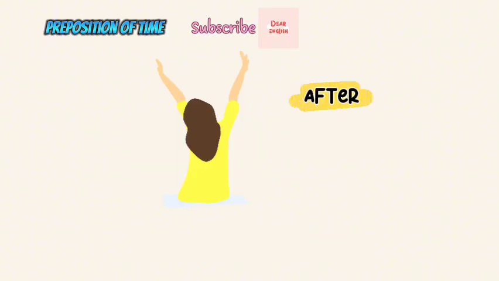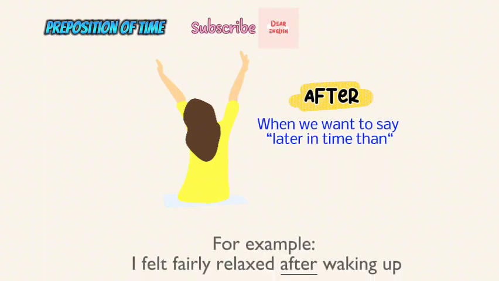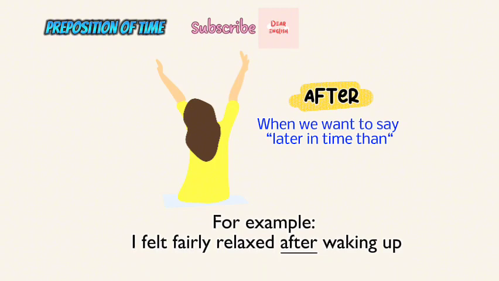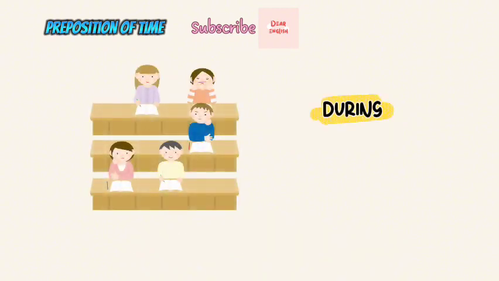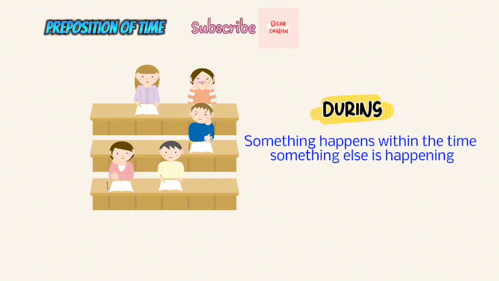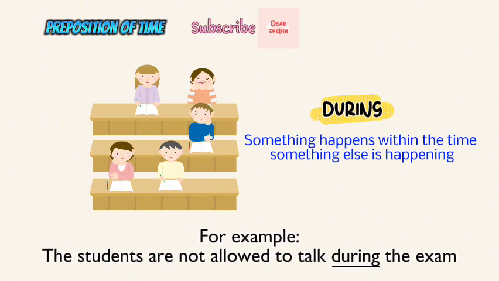After. When we want to say later in time than. For example, I felt fairly relaxed after waking up. During. Something happens within the time something else is happening. For example, the students are not allowed to talk during the exam.